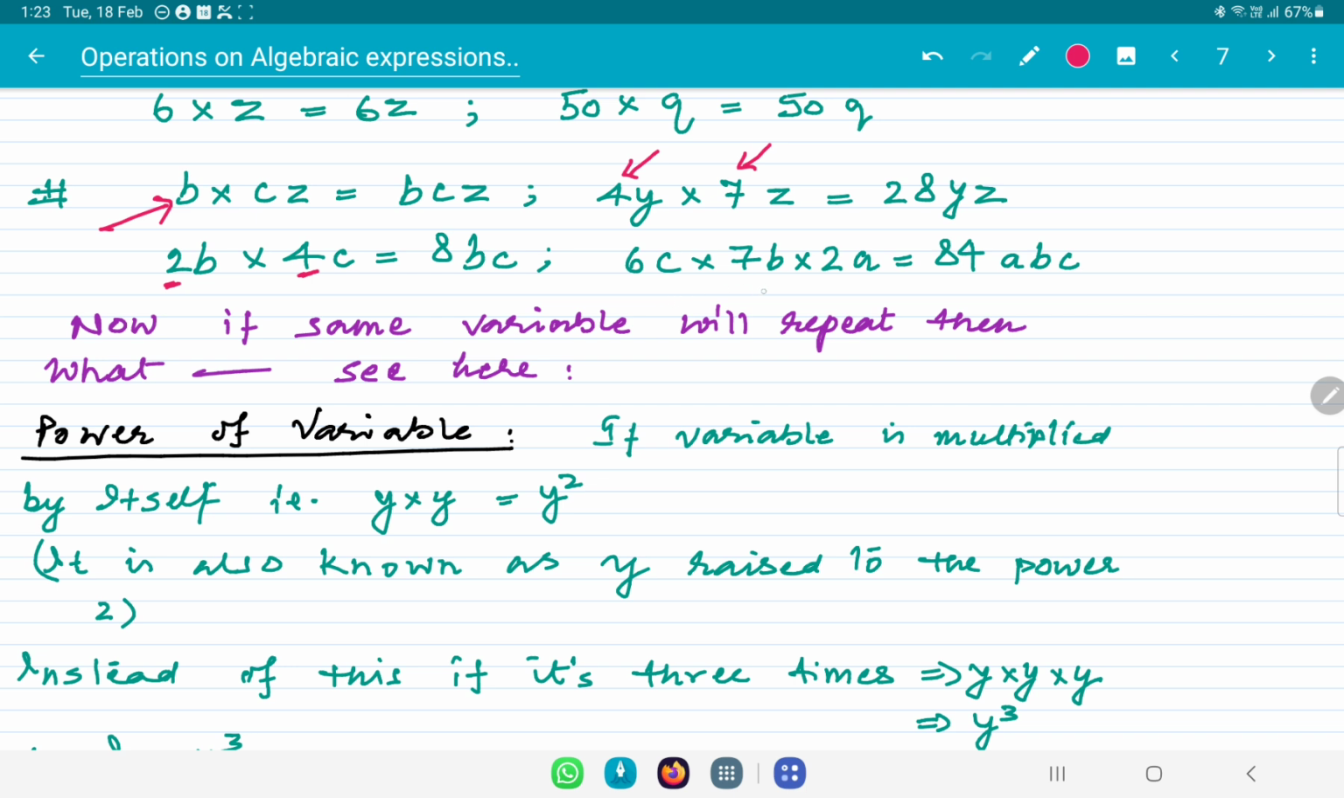6c multiplied by 7b multiplied by 2a. In this you can see there are 3 constants. They are 6, 7 and 2. So 6, 7 and 2 will be multiplied. So 6 times 7 is 42, 42 times 2 is 84. So 84, and c, b and a will be multiplied, so we get abc. So the final answer will be 84abc.